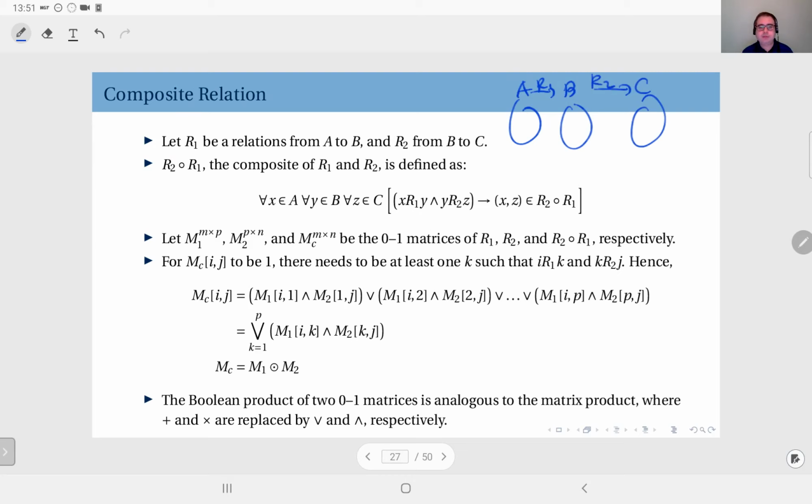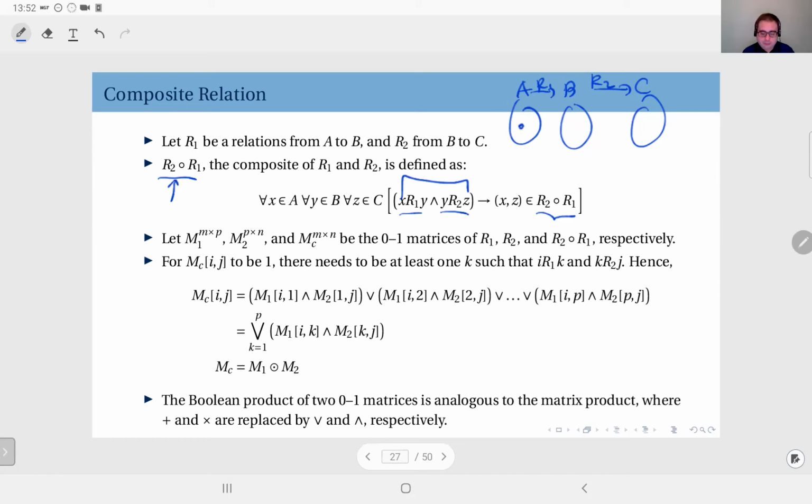The order of the sets is important for us to be able to define the composite relation. Now, the composite relation R2 composed with R1, and the order here is not a typo. R2 is written first. The composite is defined as follows: for all x in A, y in B, z in C, if x and y are related through R1, and at the same time y and z are related through relation R2, then x and z should be related through the composite relation.